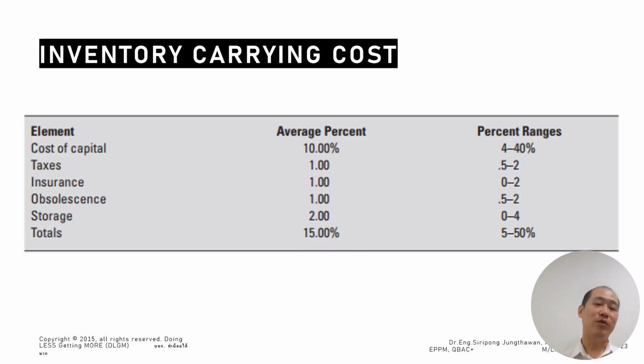And that's why you have to see the idea of the elements and the average percentage. So the basic is 15%: some from the cost of capital 10%, and one from tax, insurance, obsolete and also storage, just 2%. But you can change it based on your industry, based on your products.